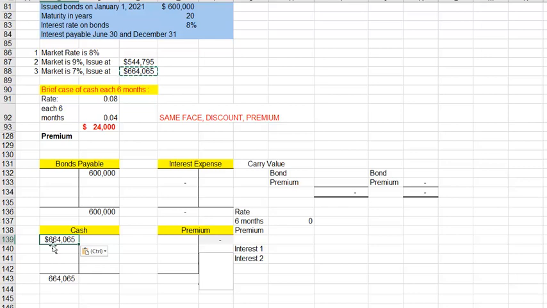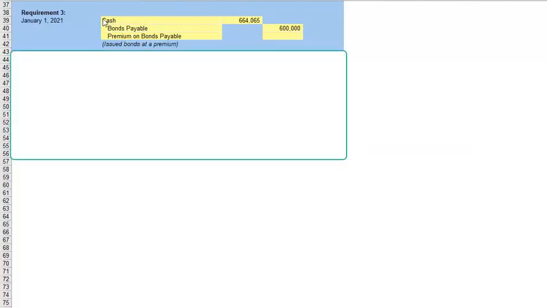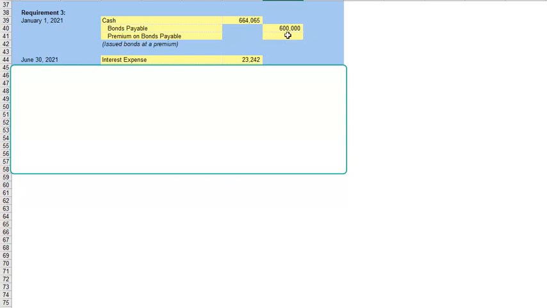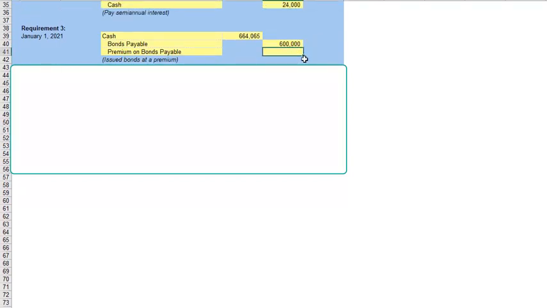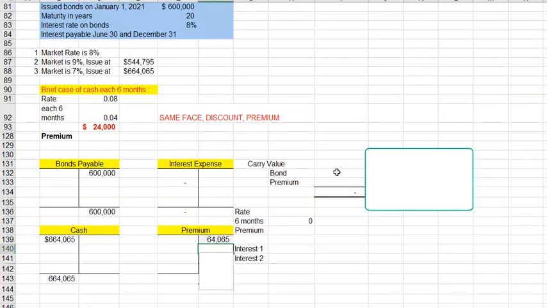What we know now is that we are at a premium. We are being paid $64,065 above what the market is paying. Let's look at our journal. We see our cash that we received, increasing our cash with a debit of $664,000, our bonds payable, which we will owe in 20 years, of $600,000, and the math is a little easier this direction. We're seeing that our premium is going to be $64,065.